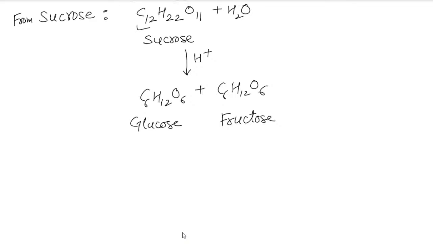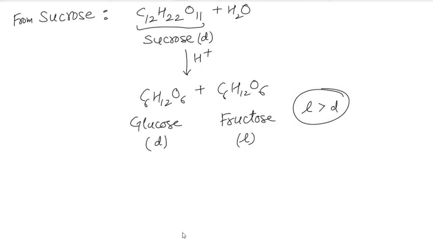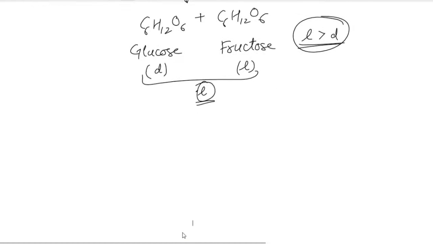This is also called inversion of cane sugar, because sucrose has dextro rotation. Glucose has dextro rotation and fructose has levo rotation, but the levo rotation of fructose is greater than the dextro rotation of glucose. So overall the mixture is levo rotatory. That's why there is an inversion of rotation, from dextro to levo. That's why it is called inversion of cane sugar.